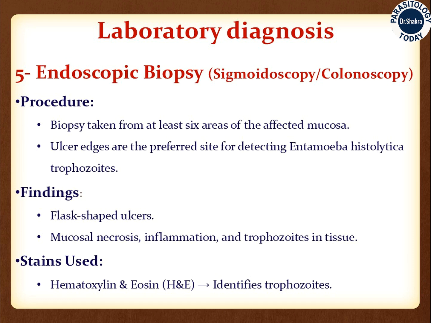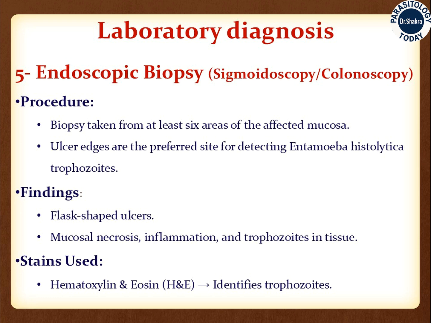5. Endoscopic biopsy, sigmoidoscopy, colonoscopy. Procedure: biopsy taken from at least 6 areas of the affected mucosa. Ulcer edges are the preferred site for detecting Entamoeba histolytica trophozoites. Findings: flask-shaped ulcers, mucosal necrosis, inflammation, and trophozoites in tissue.